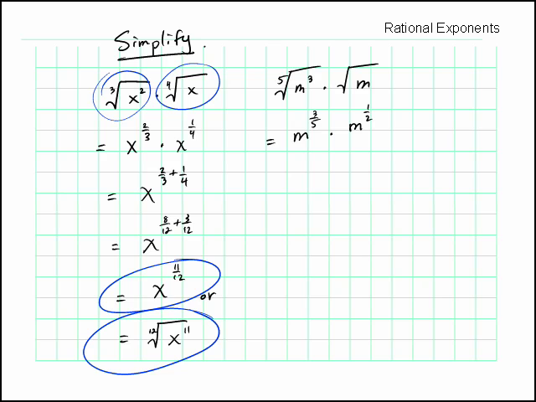I add my exponents together, m to the 3/5 plus 1/2. Getting a common denominator, which is 10, this is now m to the 6/10 plus 5/10. That is m to the 11/10. And then we could also write that in radical form. That's also the 10th root of m to the 11th.